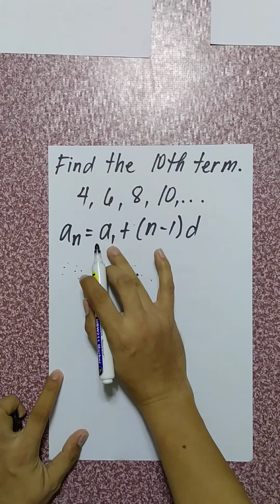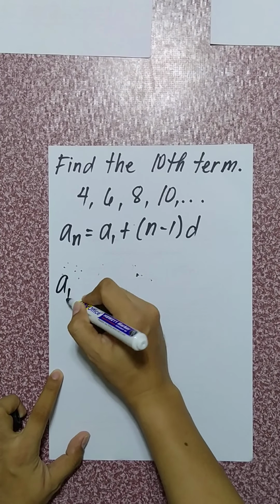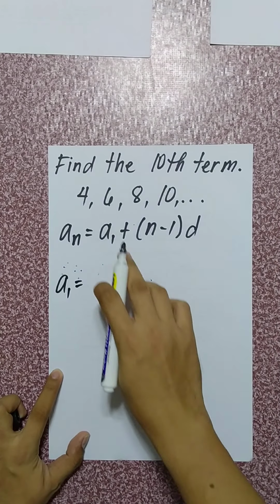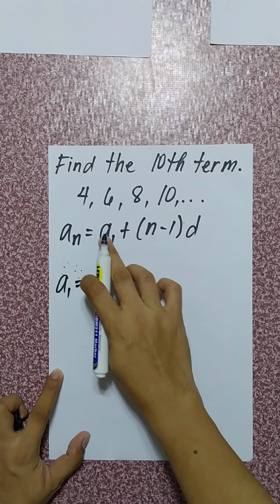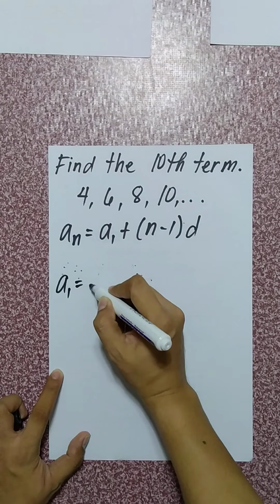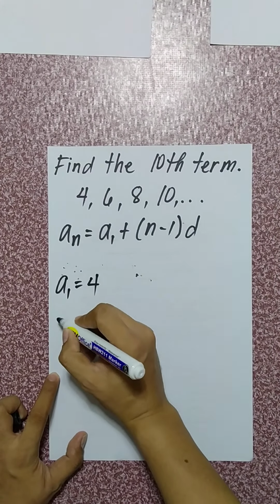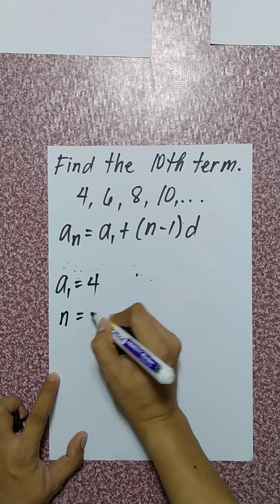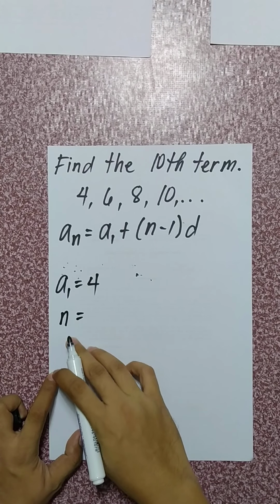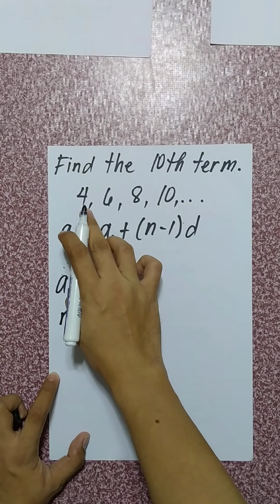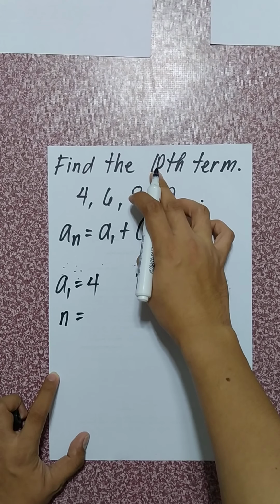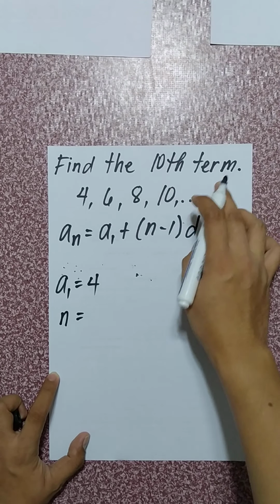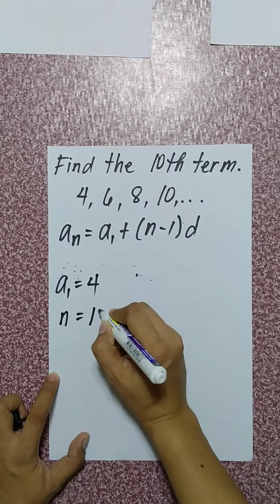Let's begin with a sub 1. Dito sa ating sequence, ano ba dyan ang a sub 1? So, yun yung ating first term. So, we have 4. Next is n. Again, n is the number of terms. Ngayon, ang pagtingin ng n, hindi mo bibilangin yung given na sequence. Ang titingnan mo ay kung ano yung hinahanap. Since we are looking for the 10th term, therefore, n is equal to 10.